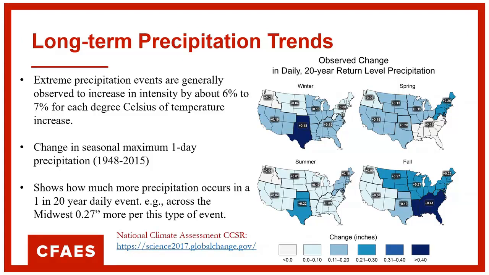If you look at how much precipitation is falling in that once-every-20-year kind of event, how has that event changed over time? What we're seeing is that kind of event now packs about a quarter inch more precipitation in it than it did, say, 100 years ago. So the 1 in 20 kind of event has grown in terms of magnitude.